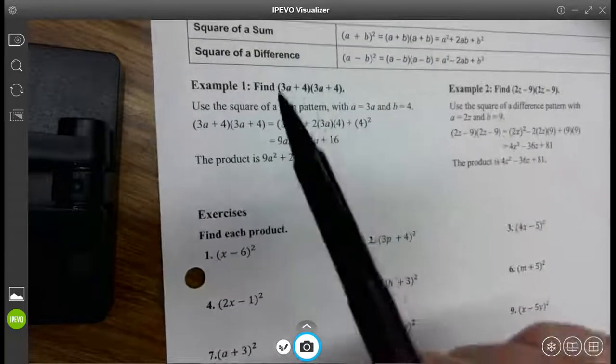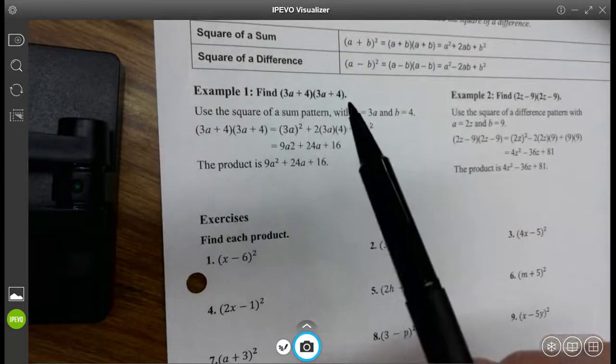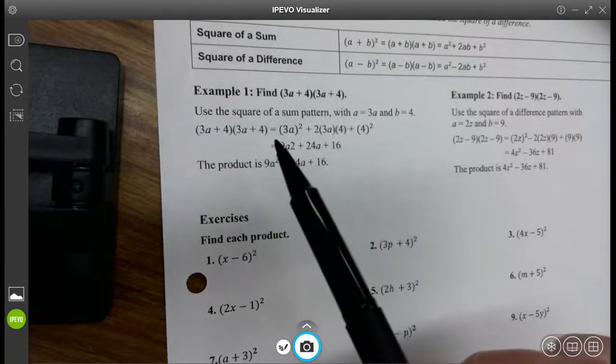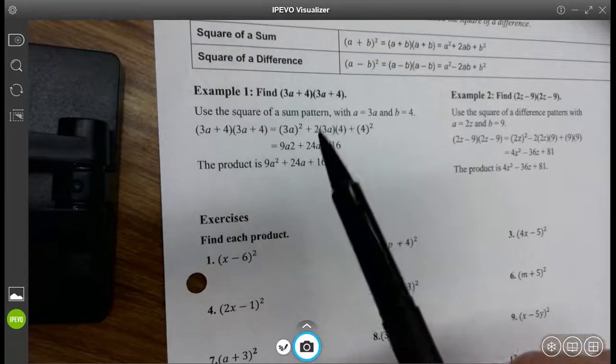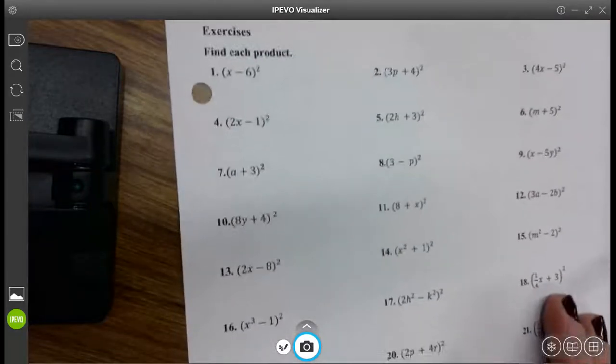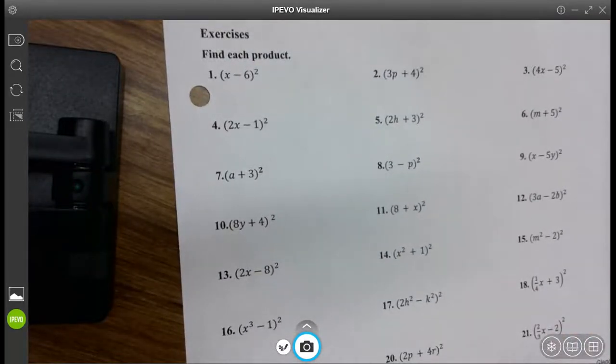It'll follow this pattern. So if I have 3a plus 4 and 3a plus 4, you're going to get 9a squared. You're going to get 16. And then the middle is 12 and 12, which is 24. It's going to be that pattern every time when you have the special products. So they're all going to be the same thing. There's nothing grand about this.